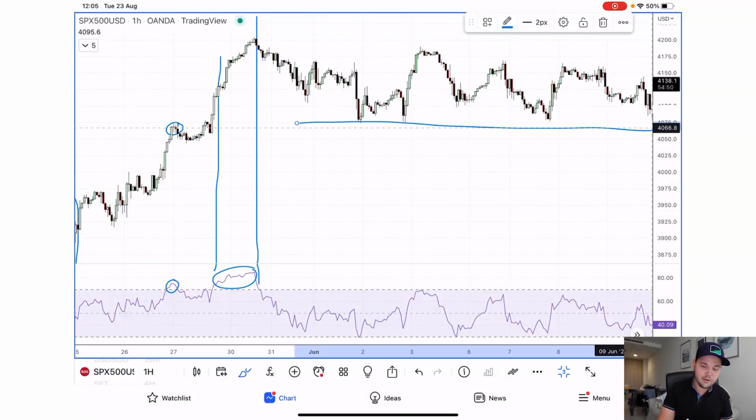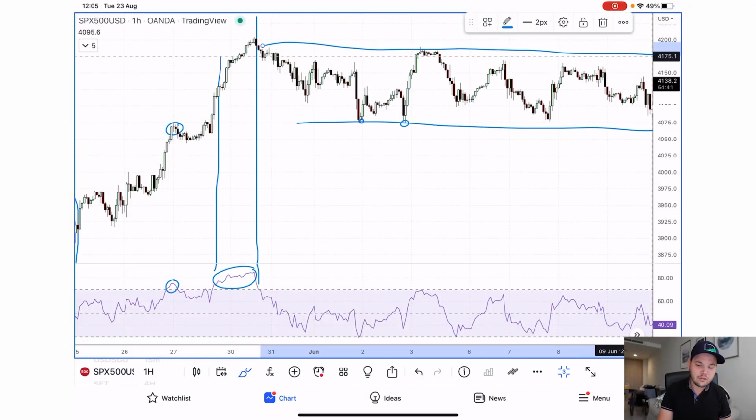I'm drawing it from the lowest point here. This is the lowest point of the range right here. Then we have a resistance that's, let's just say to be fair, somewhere around here. Okay, so this is not so clear, but at least we have a clear support here in this market. Now that's where we want to start to see for two things.